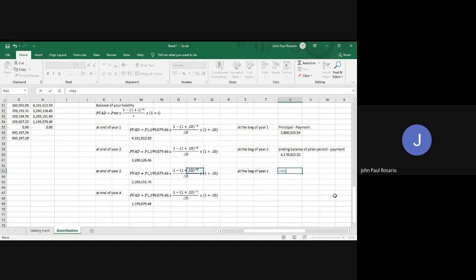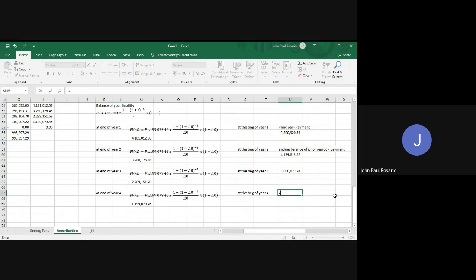Just continue. Year 3 should be next, no? Class, 1,199,079.46. This is year 3. This is year 3 as well. Then lastly, what else? Beginning of year 4.